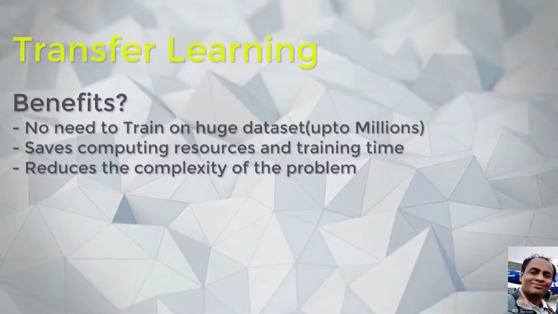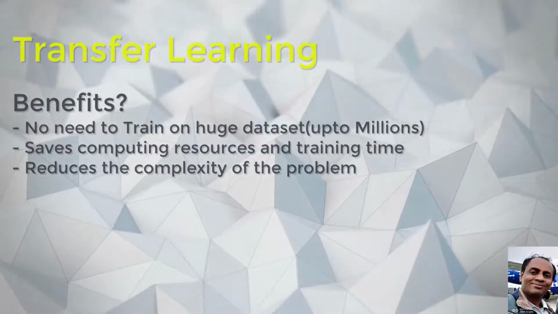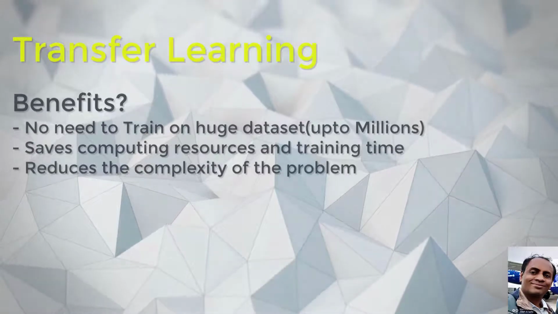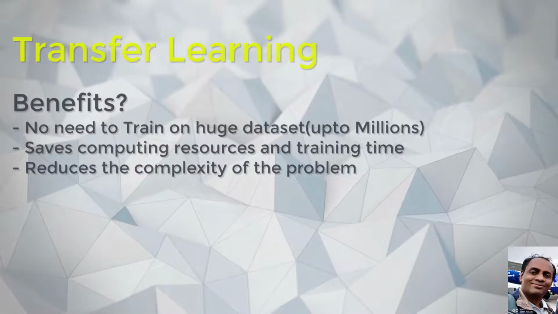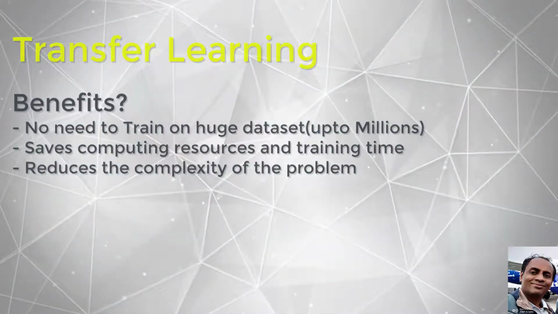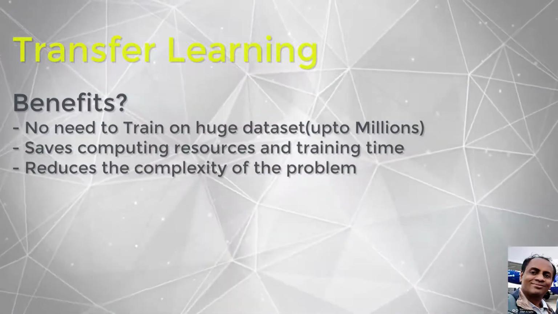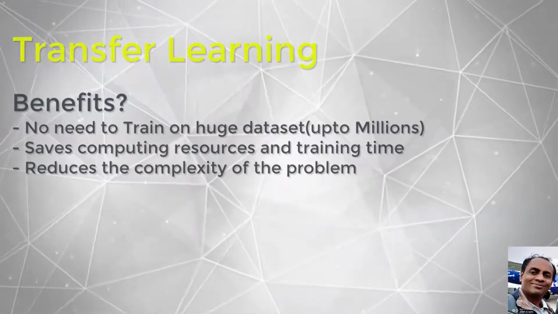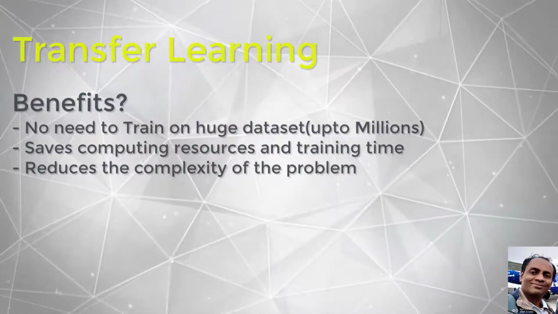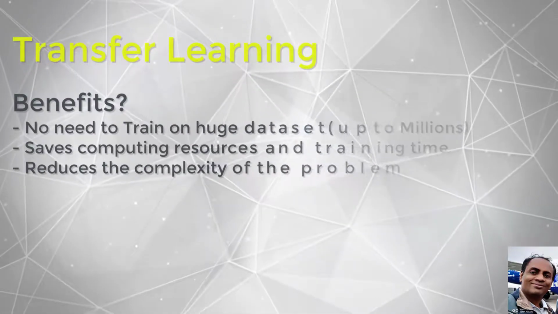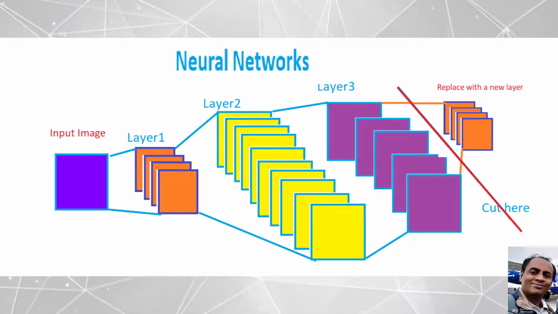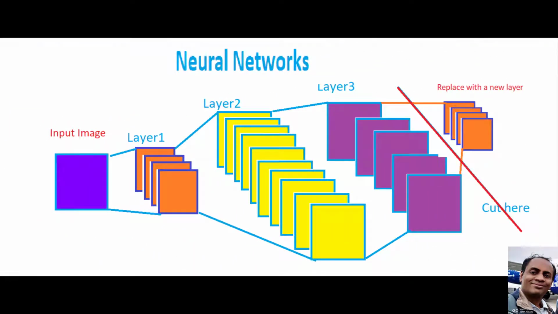Transfer learning has a huge set of benefits. First one is you don't need to train on huge data sets like millions of images. Second one is it saves a lot of computing resources and training time. Just imagine training for days together. And the third one is it reduces the complexity of the problem because your network will be very small and simple.